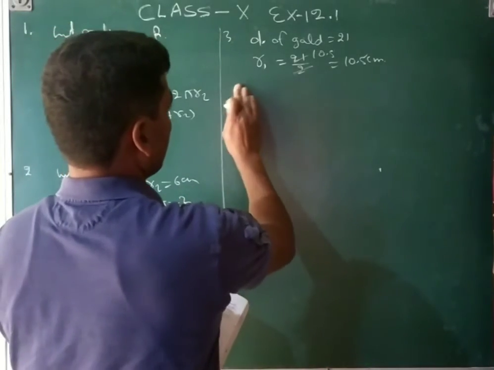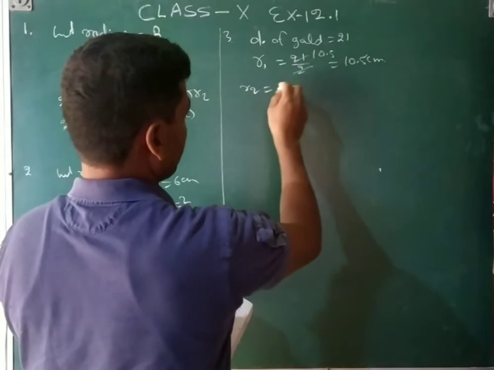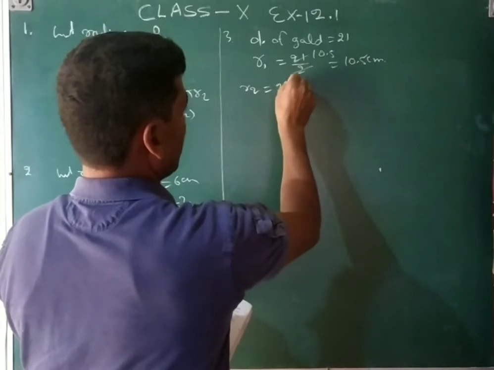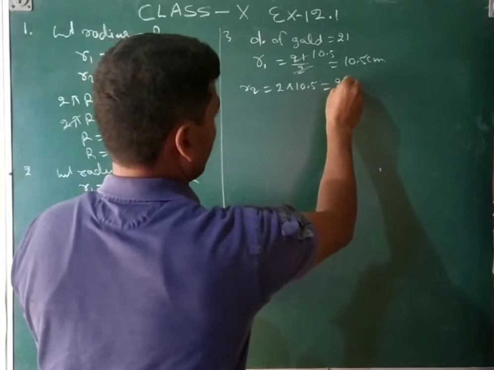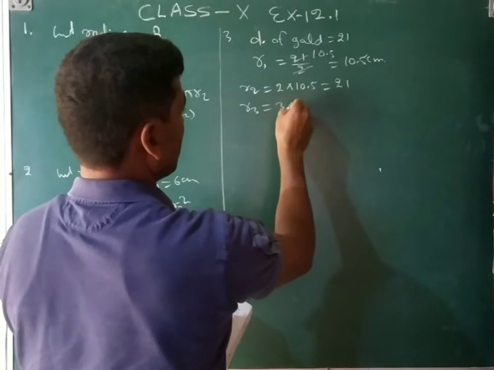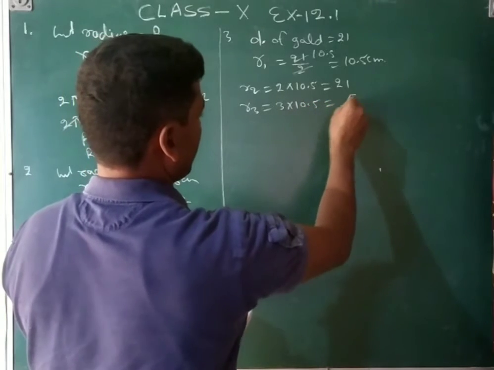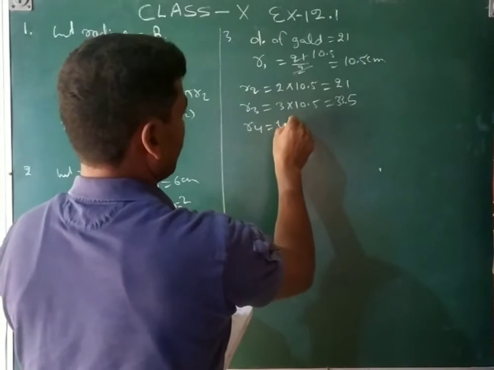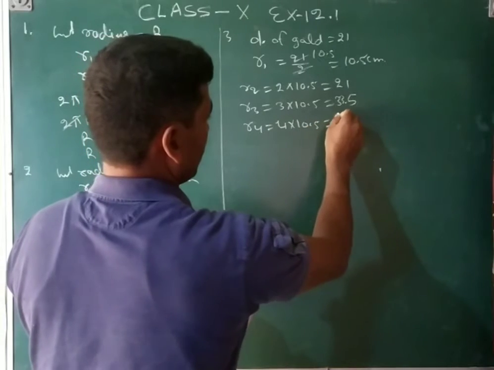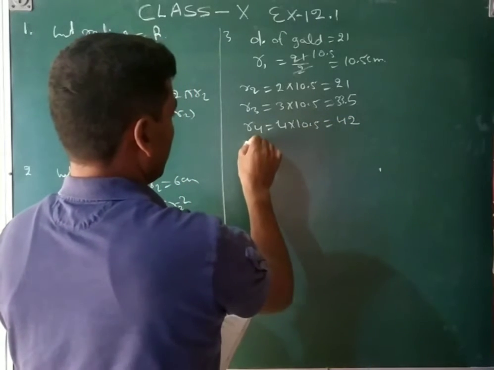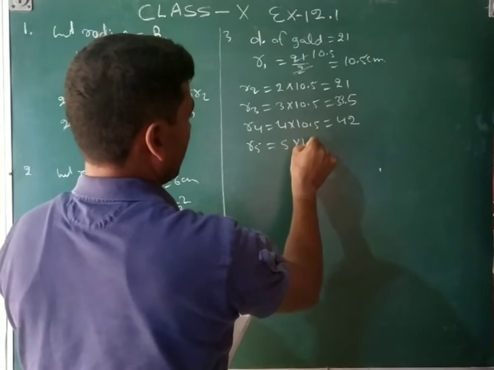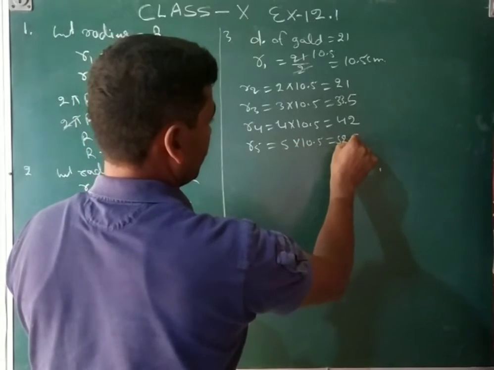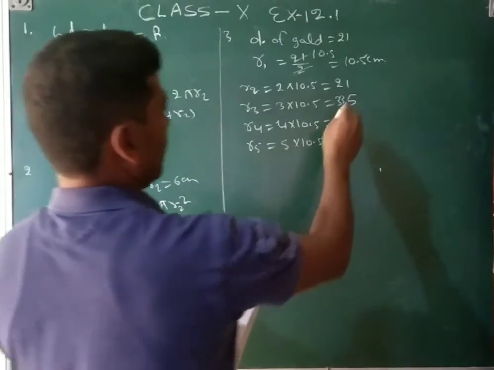So r2 is equal to 2 multiplied by 10.5, which is 21, and then r3 is equal to 3 multiplied by 10.5, which is 31.5, and then r4 is equal to 4 into 10.5, which is 42, and then r5 is equal to 5 multiplied by 10.5, which is 52.5.